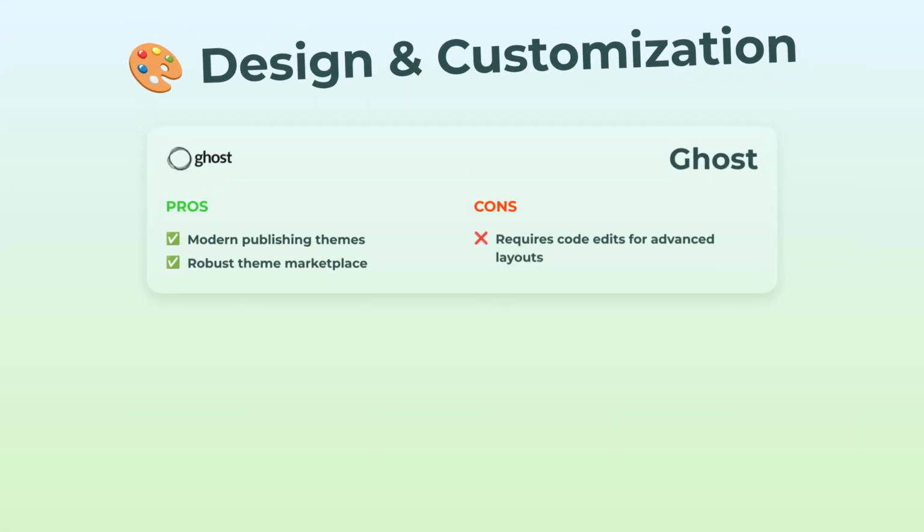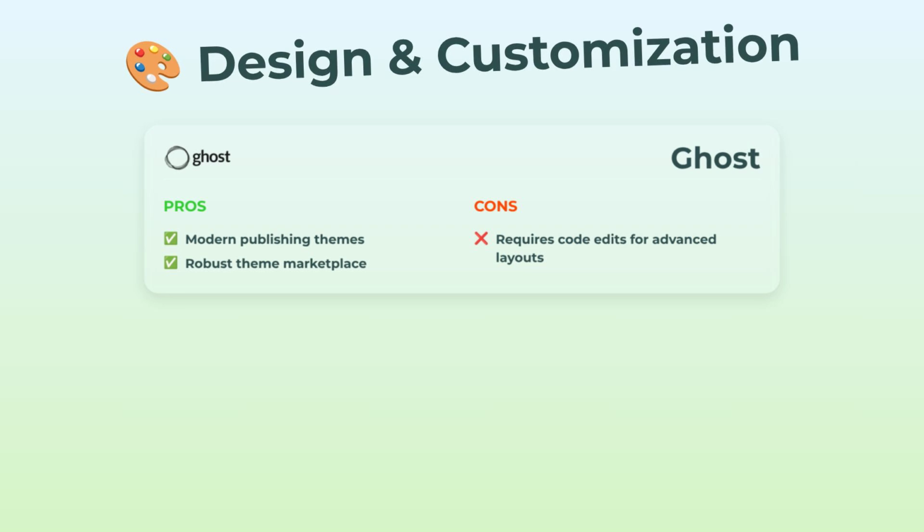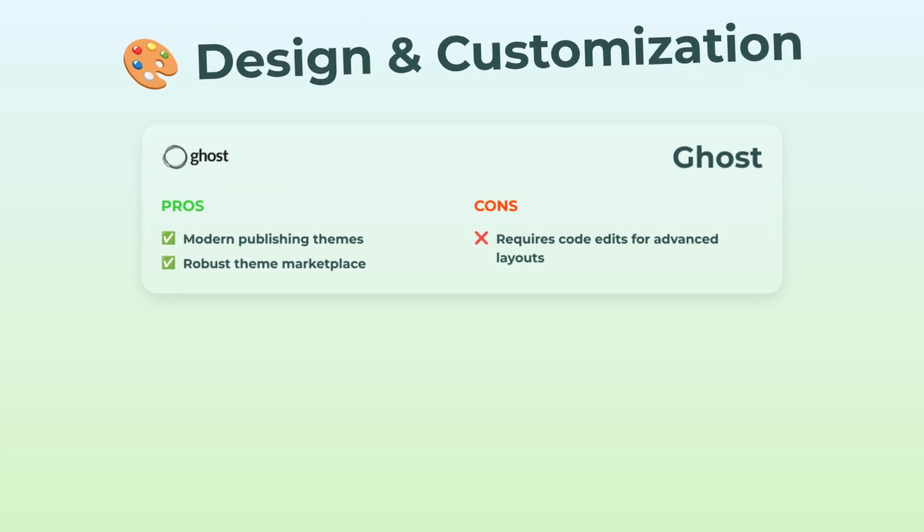Now, design and customization. Ghost brings modern publishing themes and a huge, kinda epic marketplace if you want to swap things up. But let's be real, if you want to go super custom, you might need to poke around in the code. Universe is where things get super fun.